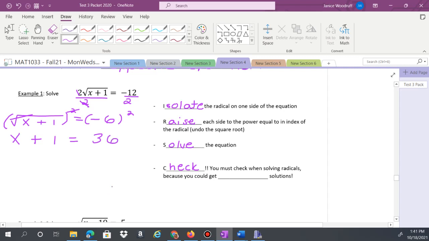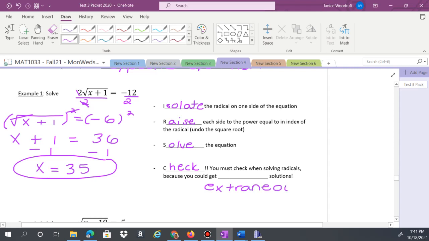Then we just have a regular equation. X plus 1 equals 36, so S is solved. We get x equals 35. Now, this next part is really, really important. You have to check your work in these because you could get what we call an extraneous solution. An extraneous solution is when you solve the equation, it works, but when you plug it back in, it gives you a false statement. We'll look at an example of that.